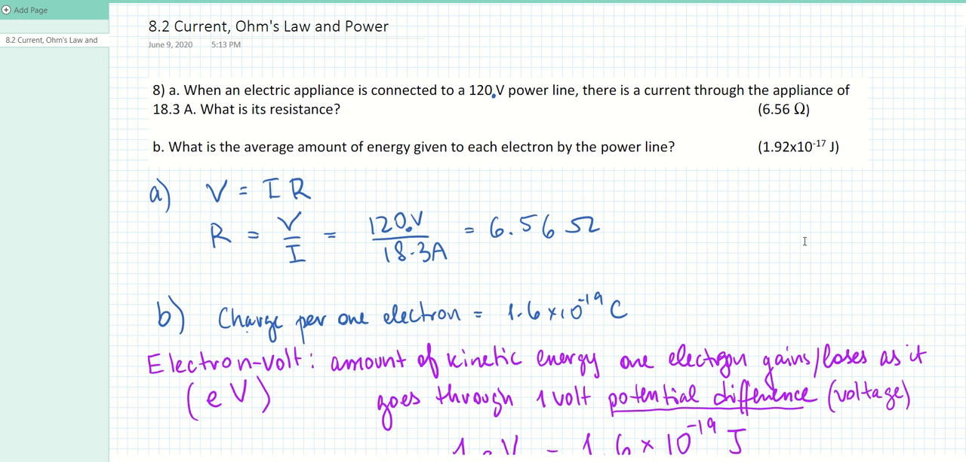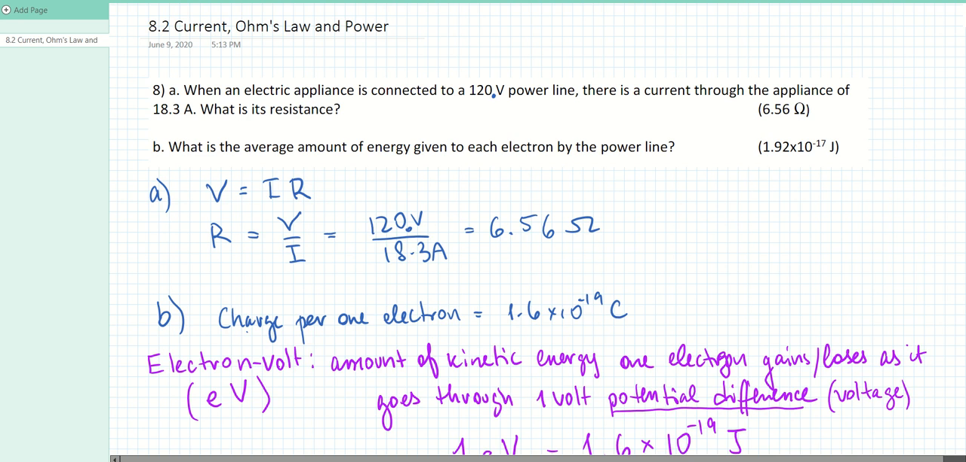That's a really high current through an appliance, so maybe it's some sort of heater or something like that that uses a lot of current. But anyway, part A is asking you what's the resistance. You can use Ohm's law, V equals IR, solve for R, and find the resistance. The one thing I changed here, I added a decimal to keep the same number of sig figs as in the answer here, to have 3 sig figs.